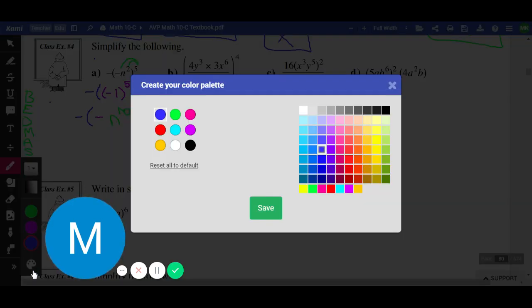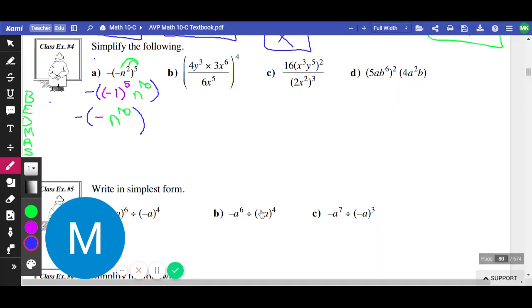I'll do a different color here so it sticks out of what I'm talking about. I don't want to create color. What's going on? Just use that. I wanted to do orange. Let me do orange.